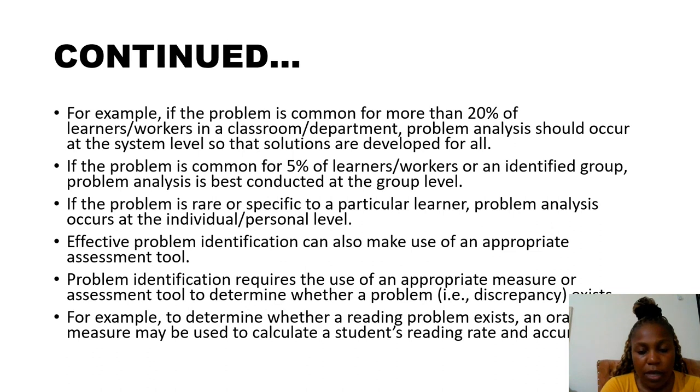For example, to determine whether there's a reading problem, like for teachers, maybe you identify your students have a reading problem. You can do an oral test measure. It can calculate their reading rate and accuracy. Once they finish reading, you are able to validate that surely there's a reading problem. If they can read, then you will know that this problem is not a priority for now, and you focus on other problems. For your department, you can also try to find assessment measures or assessment tools that can help you identify problems.